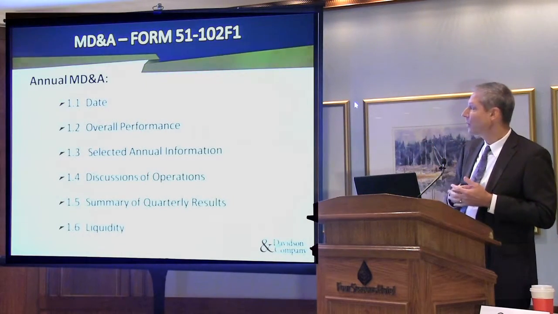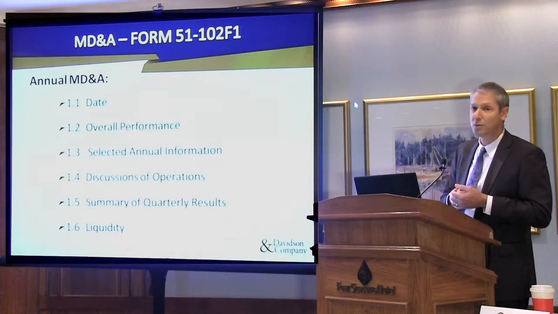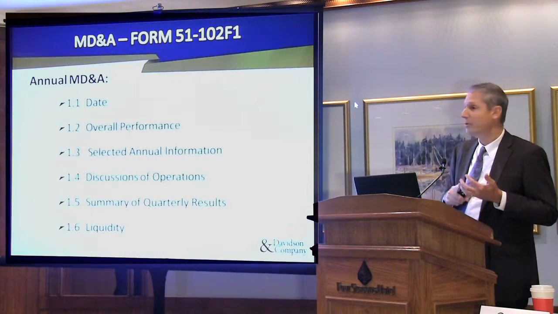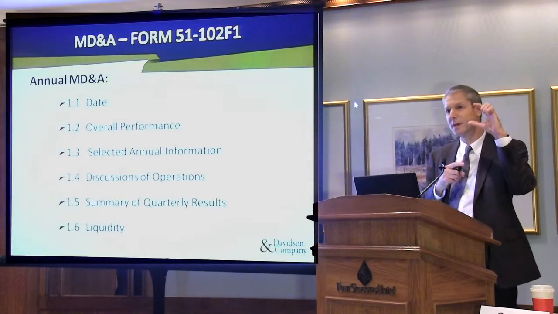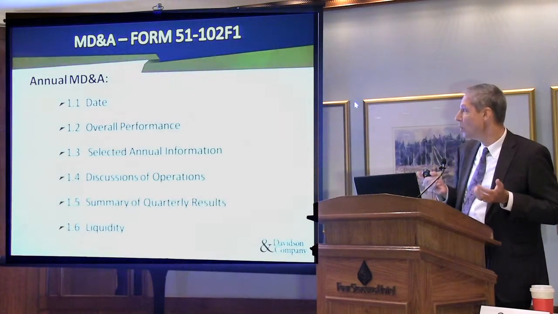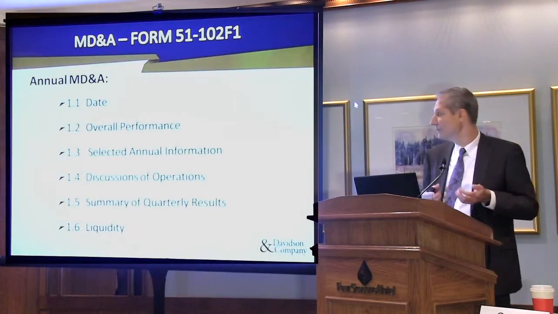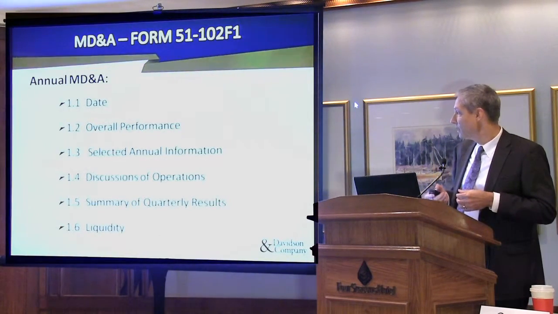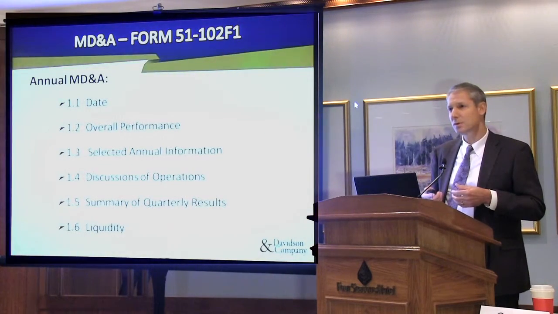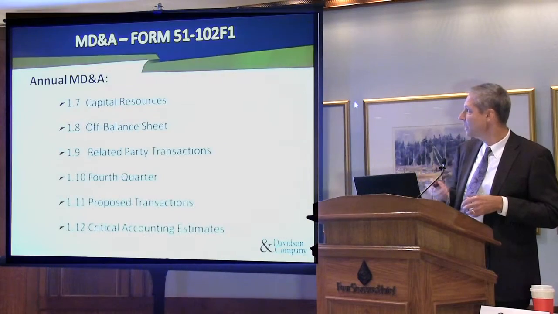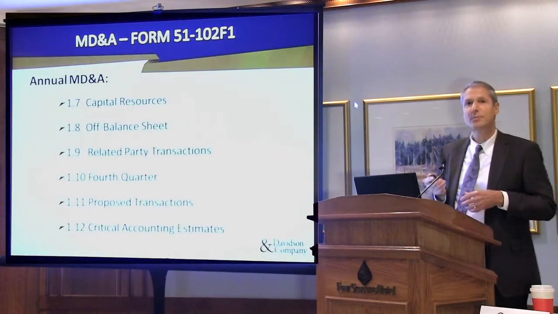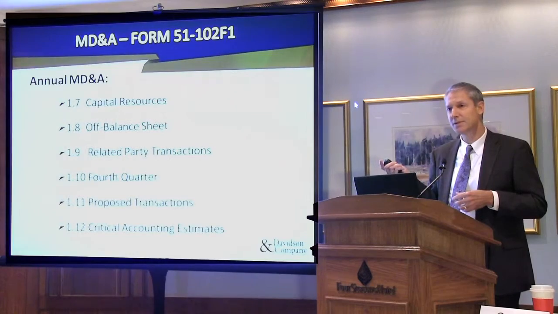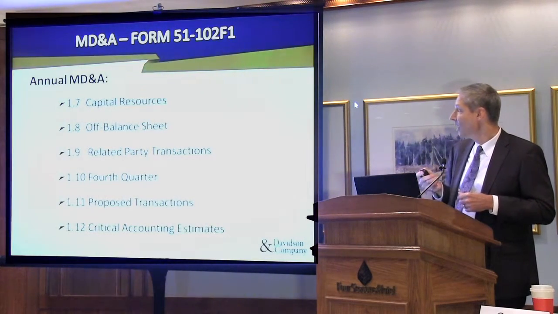Now, a number of things are required under this Form 51-102-F1, and I'm just going to very briefly go through each one. A date, I think everybody gets. Overall performance, that's really your highlights. What, in a very summarized form, did your company do? Selected annual information, typically 3 years of information. Discussion of operations, what happened with your company on a little more detail level. Summary of quarterly results. I think that's about 8 quarters, and it's really more of a tabular format. Liquidity, capital resources, off-balance sheet, related party transactions. That's a big area right now, and I'll be addressing that a little bit later in this discussion, but that's a very hot topic.